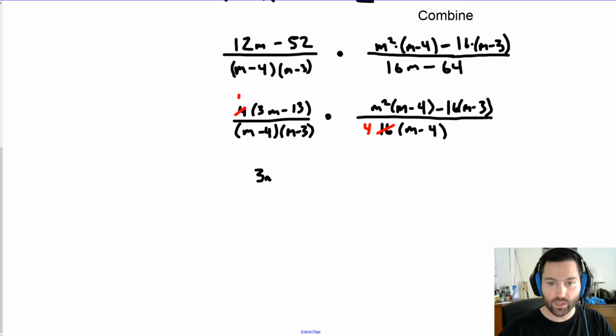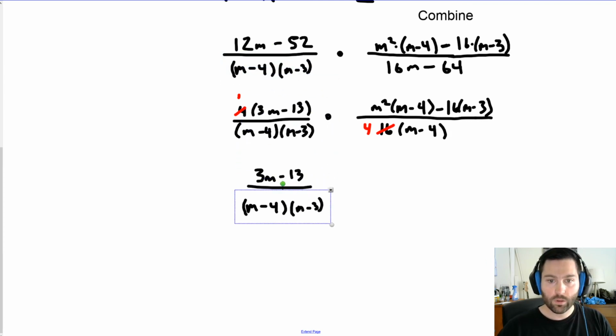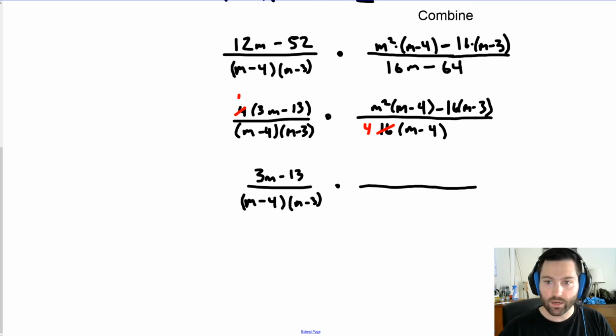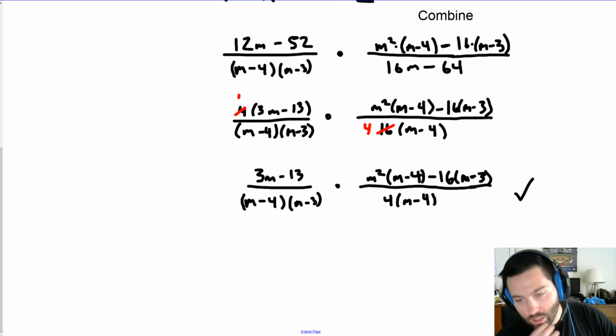Your final answer would be 3m minus 13 over the denominator here. I'm going to take the denominator. I don't want to rewrite it. Times, and then you would have m squared times m minus 4 minus 16 times m minus 3, which again, I wish we could factor the top because it would cancel out so much stuff on the bottom. 4 times m minus 4 on the bottom, and that is our final answer. So that one is a pretty tough one.